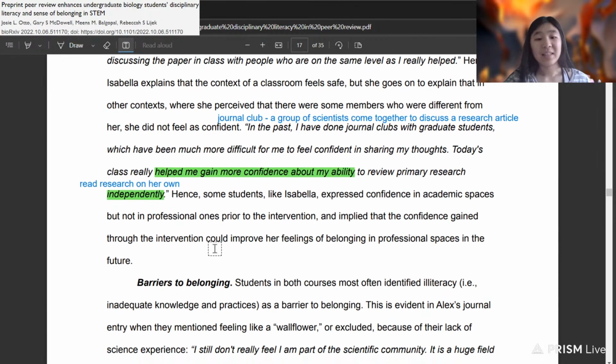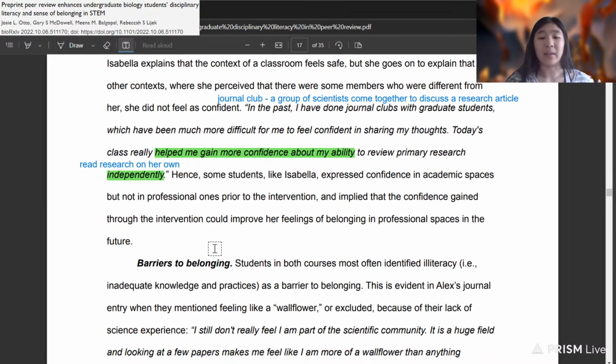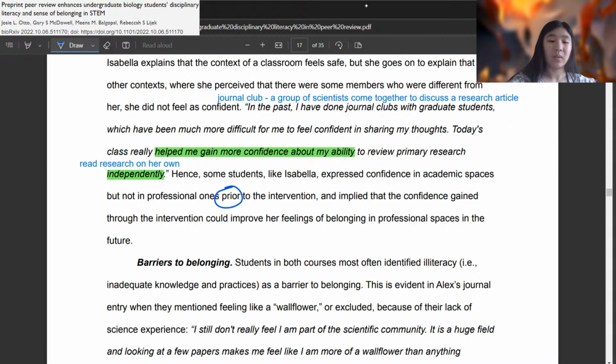Hence some students, like Isabella, expressed confidence in academic spaces, but not in professional ones prior to the intervention. So that's prior. And implied that the confidence gained through the intervention could improve her feelings of belonging in professional spaces in the future. So, woo, could improve. That's some hope.